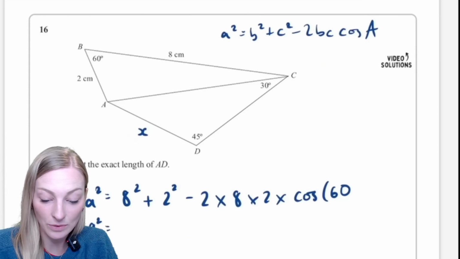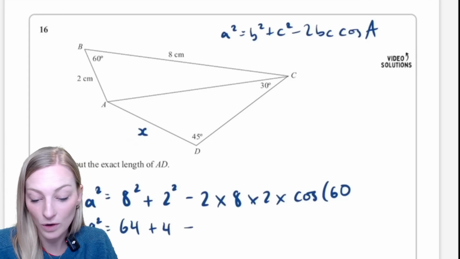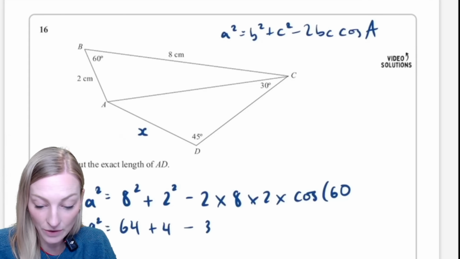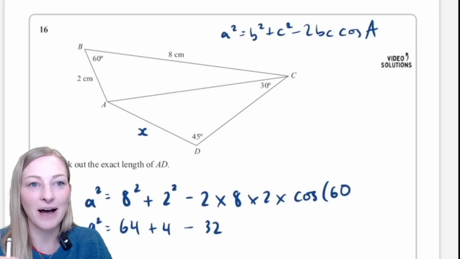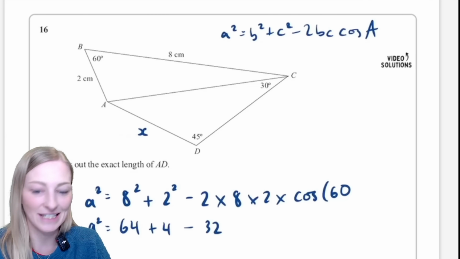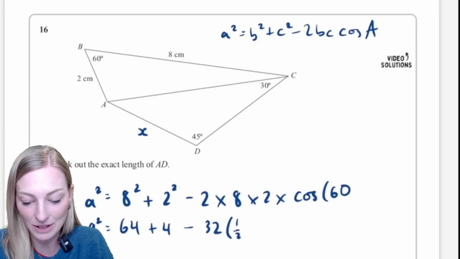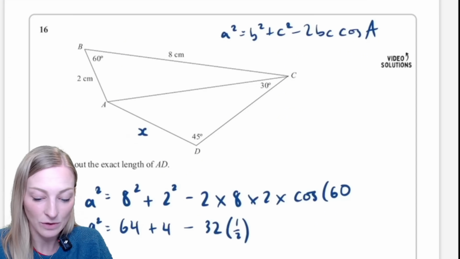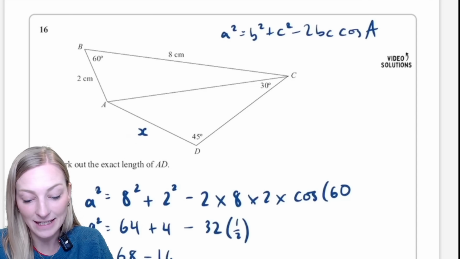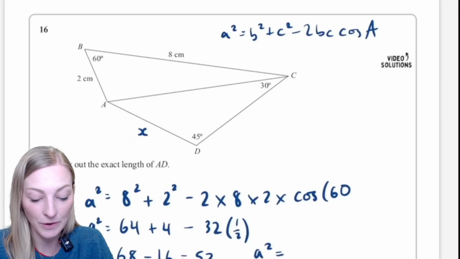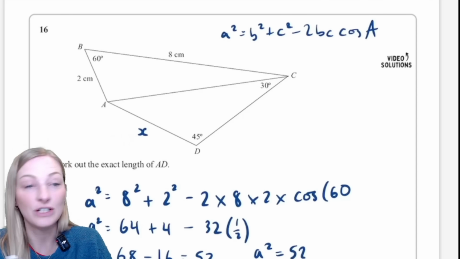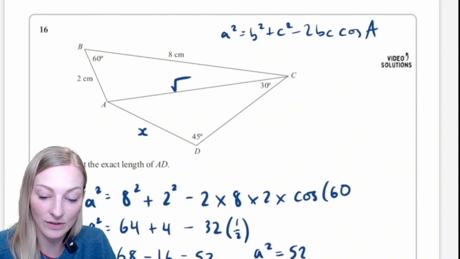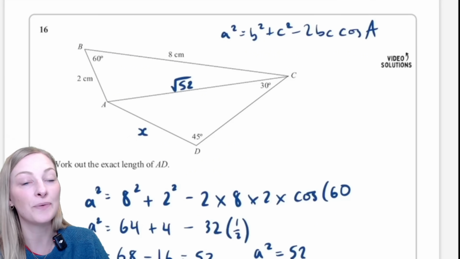A squared equals 64, add 4 minus 32, and cos 60 we know is a half. So I will do something at the end about how to remember your exact values, but cos 60 is a half. So 32 times a half is going to be 16. So we've got 68, take away 16, which is 52. And if a squared is 52, then a is going to be root 52. And let's just leave it as that, and we can say that that side up there is root 52. Great.